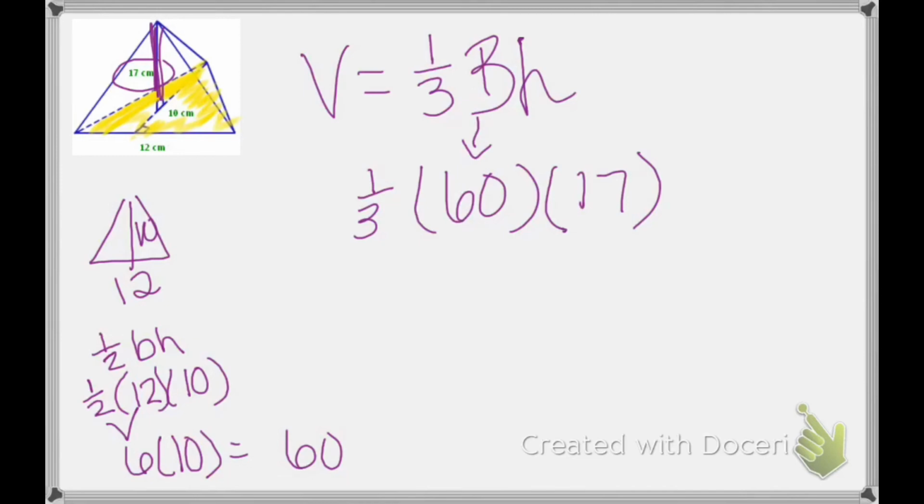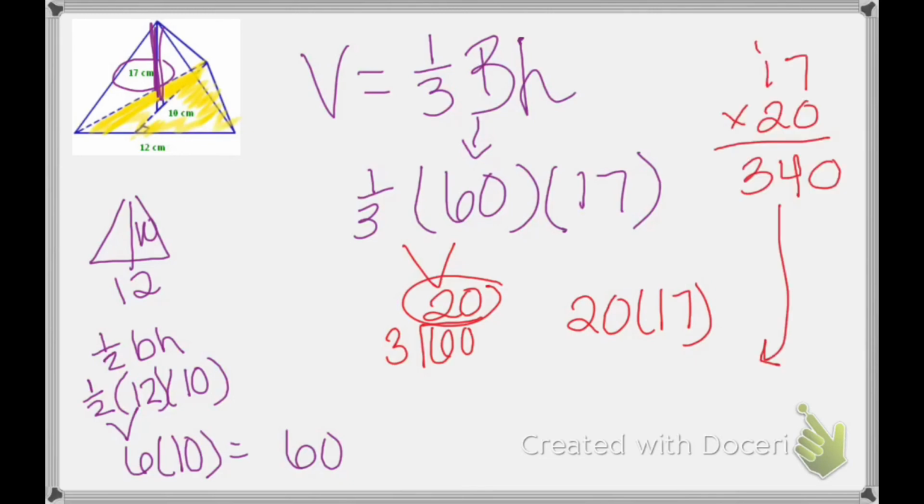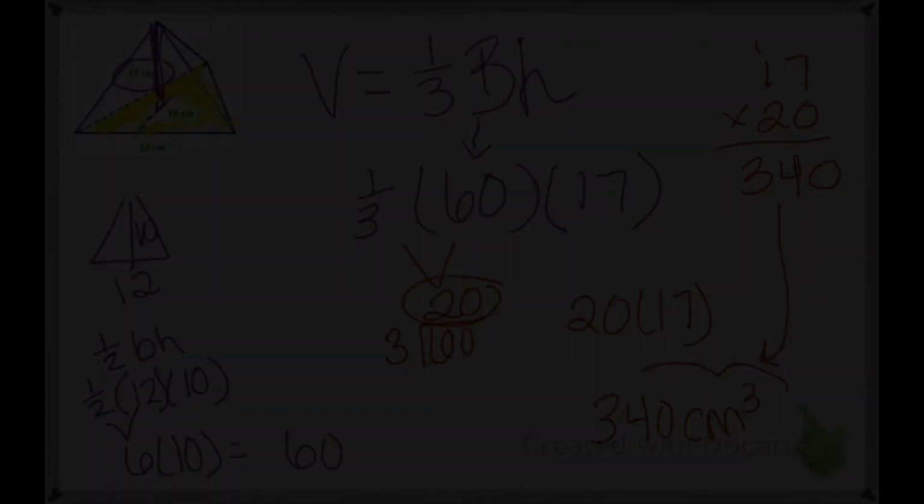Alrighty, I recommend that you divide first, so let's go ahead and do that. I know that 60 divided by 3 will give me 1/3, and that will be 20. So then the last thing I'll need to do is 20 times 17. So go ahead and multiply that. Let's see what y'all get. And your final answer should be 340 centimeters cubed.